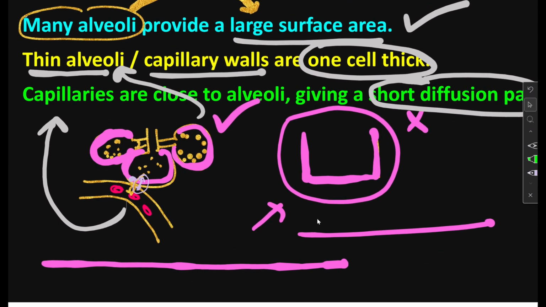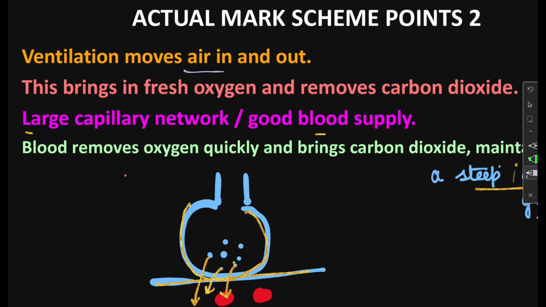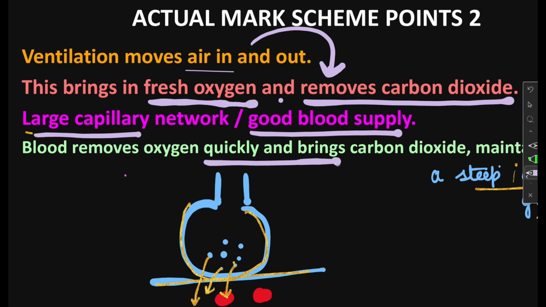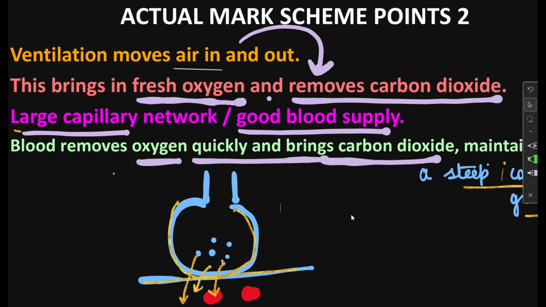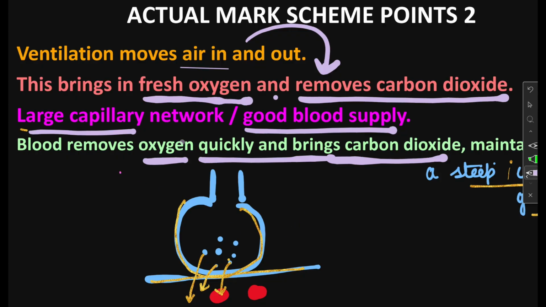You need to talk about more adaptations, and the remaining ones are here on the slide. Ventilation provides air in and out. Why is providing air in and out an adaptation? Because this brings in fresh oxygen and removes carbon dioxide. So ventilation, then link to it. Why is it an adaptation? Large capillary network or good blood supply. The blood quickly brings in carbon dioxide and removes oxygen because of a good blood supply.